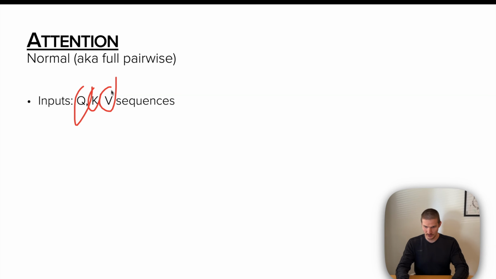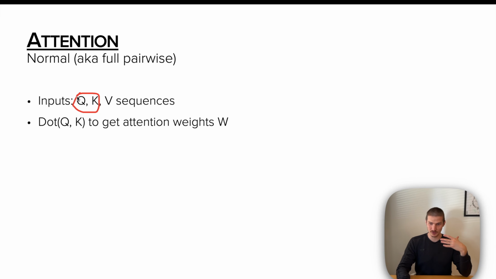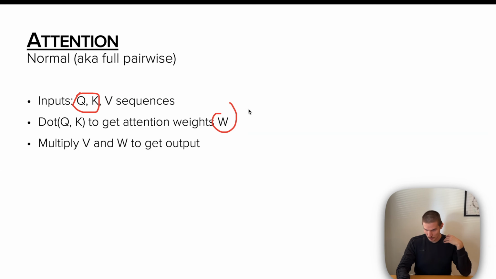First, the scheme of the actual normal attention, aka full pairwise attention. As an input, an attention layer like that takes in 3 sequences. Each element in a sequence is an embedding itself, and they're called query, key, and value. We first take query and key and compute the dot product between every pair of embeddings to get the actual attention weights, W. Then we multiply value and the attention weights to get the output. And this is the result of the layer.